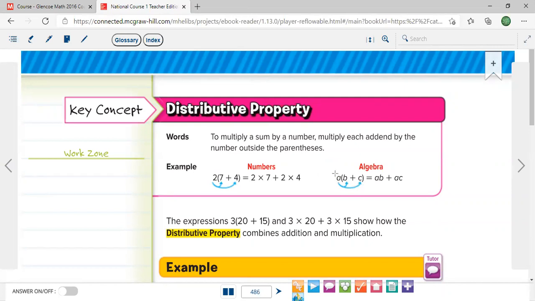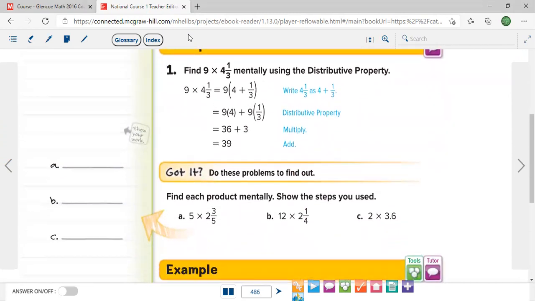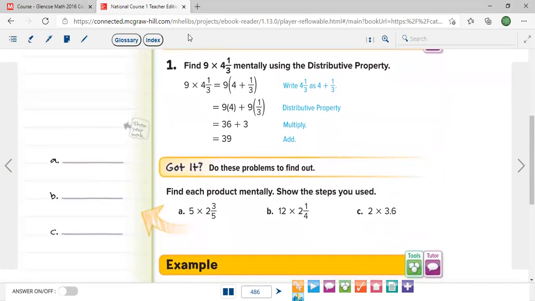In algebra, we can say that the rule takes this form. If you have a multiplied by parentheses b plus c, it's a multiplied by b plus a multiplied by c. Very easy idea to understand. Let's see how we can use this distributive property in making problems simpler than before.